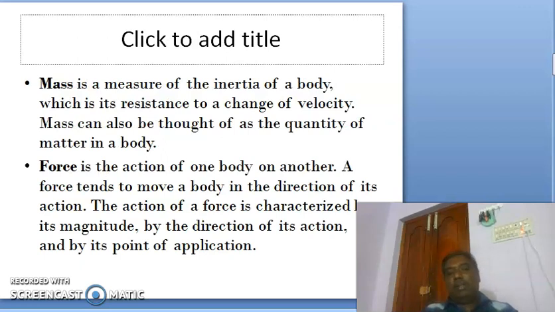Mass. Mass is a measure of inertia of a body, which is its resistance to a change of velocity. Mass can also be thought of as a quantity of matter in a body. Force. Force is the action of one body on another. A force tends to move a body in the direction of its action. The action of a force is characterized by its magnitude, its direction of action, and by its point of application.